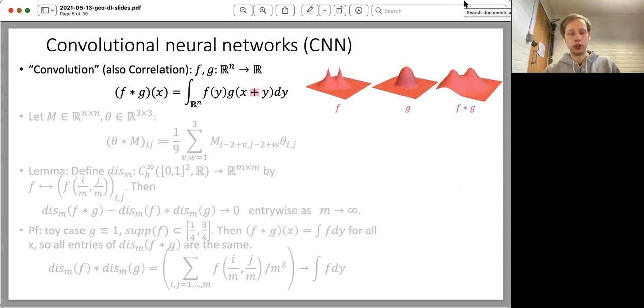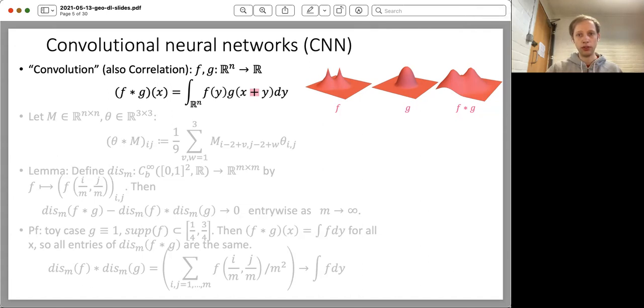So here's what convolutional neural networks are. Before I say what a network is, let me remind you of what a convolution is. If you have two functions on R^n, let's say compactly supported, so that this integral makes sense. But let's not worry about this. Then we define f star g at a point x via this integral.